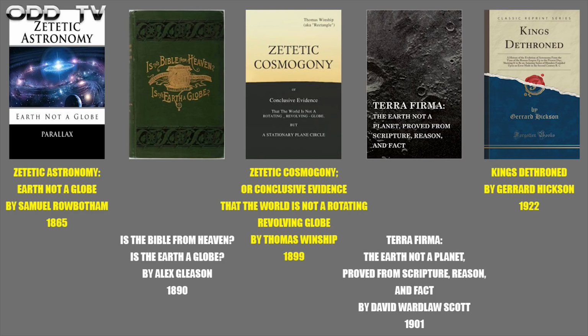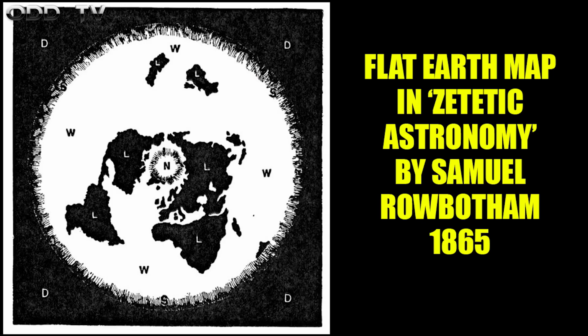We have Zetetic Astronomy from 1865, Is the Bible from Heaven? Is the Earth a Globe? from 1890, and that one was written by the guy who made the now famous Gleason's map, which is a flat Earth map. We have Zetetic Cosmogony from 1899, Terra Firma, Earth Not a Planet from 1901, and so on. If you go to the website archive.org, you can find all of these and many more to download for free. Here's a flat Earth map in Samuel Rowbotham's book Zetetic Astronomy.